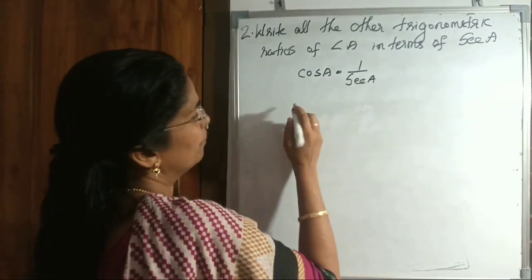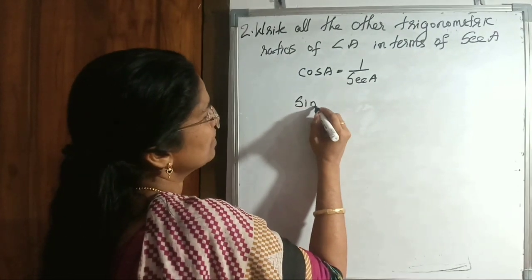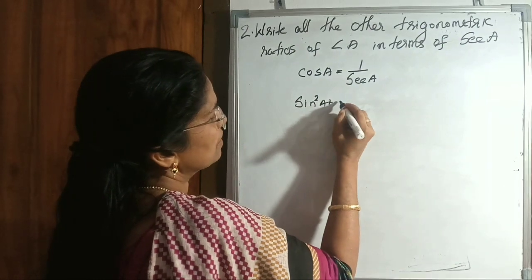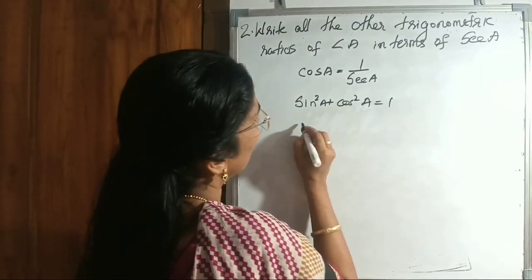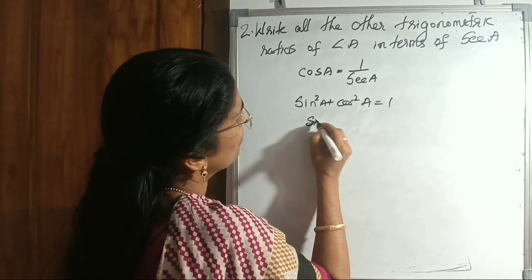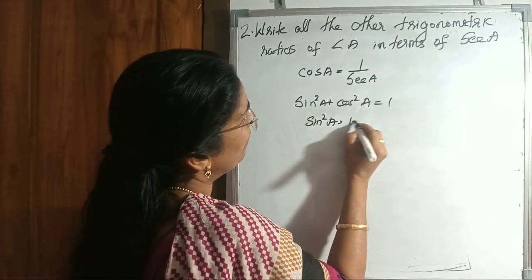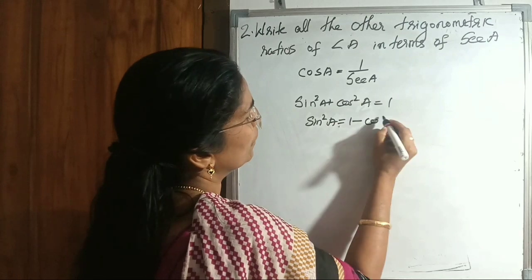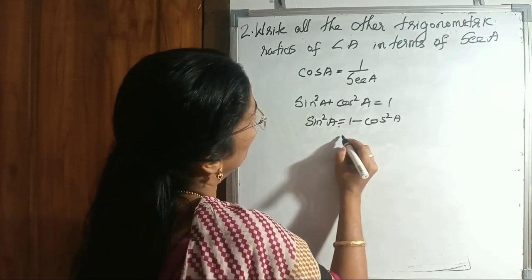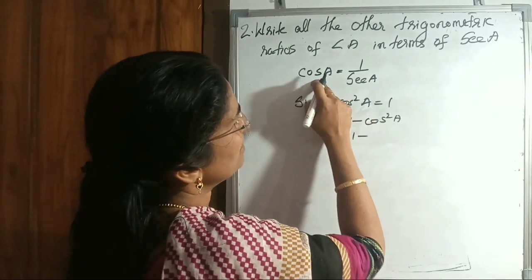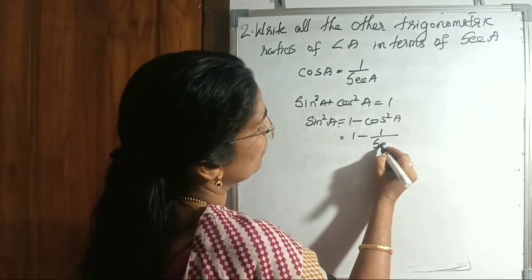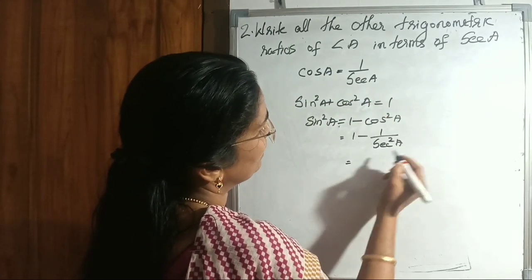So it is over. And next we know sin² A + cos² A = 1. From this we can write sin² A is equal to 1 − cos² A. Or we know that 1 − cos² A is equal to 1 − 1 by sec² A. Or we can take it as LCM.